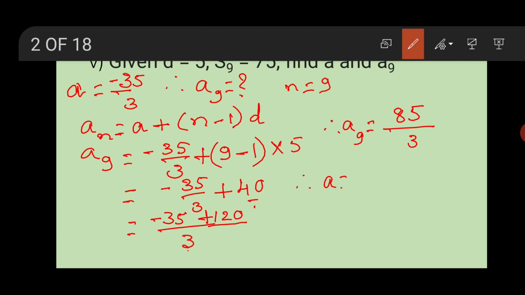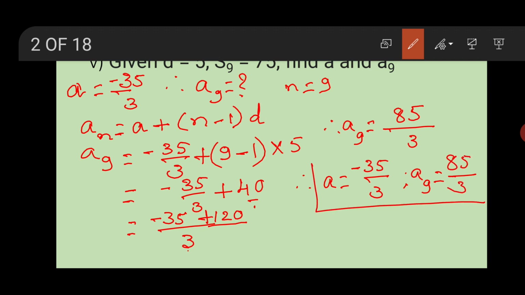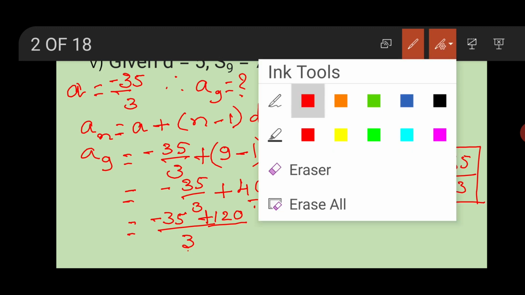Therefore, again, a is equal to minus 35 divided by 3. And what is the value of a9? It is equal to 85 divided by 3. Right? Shall we move further? Yes.